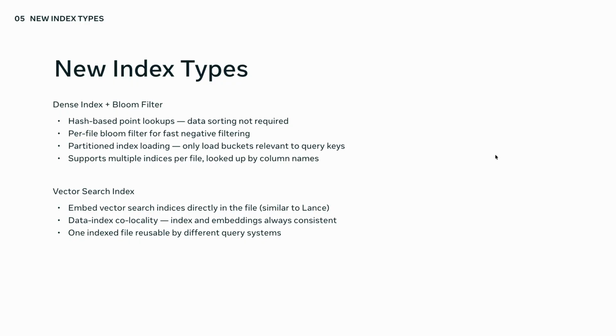The other index we are exploring is the vector search index. We follow a similar approach to Lance, embedding the vector index into the Nimble file directly. By co-locating the file and the index, we can always ensure they are consistent, and also one index for the file format can be used by different query systems.